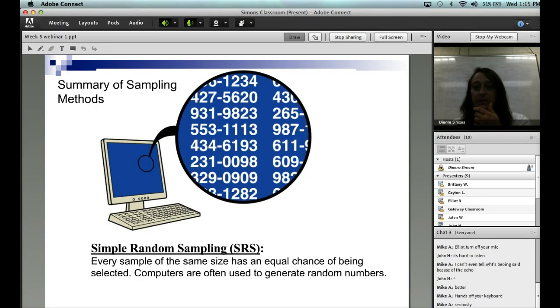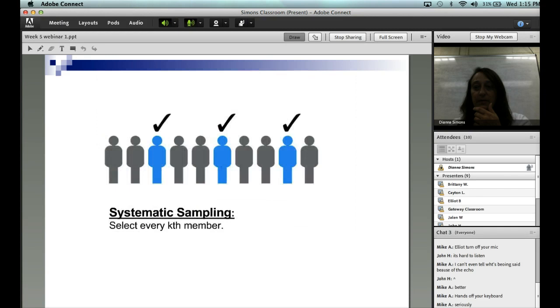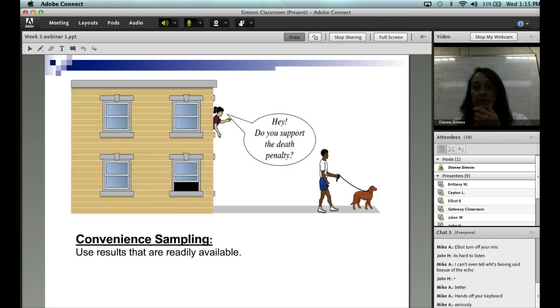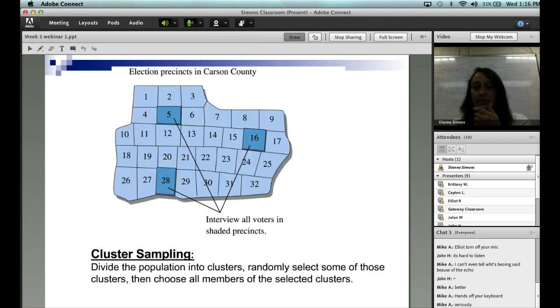To generate random numbers. So systematic sampling is when you have like 20 people and you pick every 3rd person. Convenience sampling, that's just like if I were to take a survey of just the people in the room, that's a convenience for me, anything that's readily available. Cluster sampling, it's when you divide the population into clusters and then randomly select some of those clusters, and then you choose all the members in the cluster.